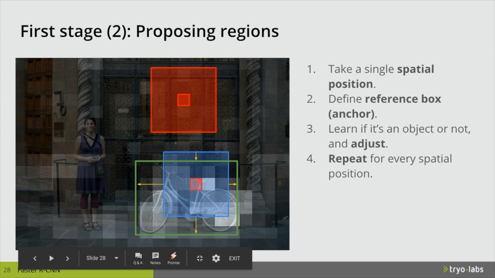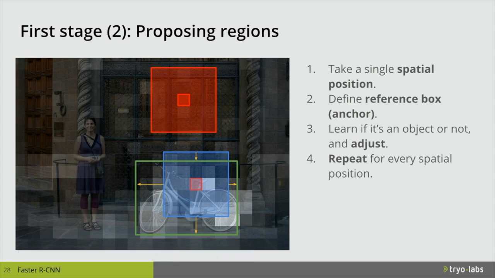Okay. So as I said, computers are really fast. So I can do this for every single square in my feature map.